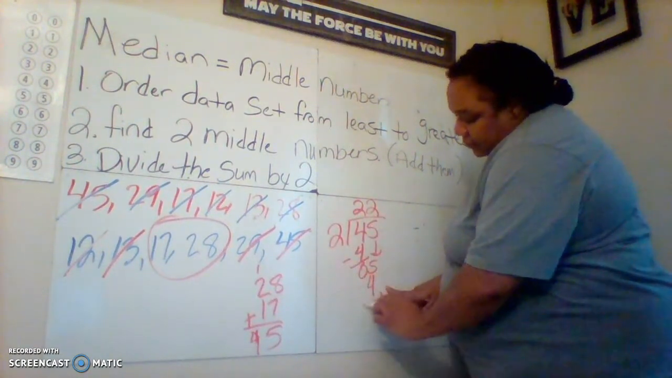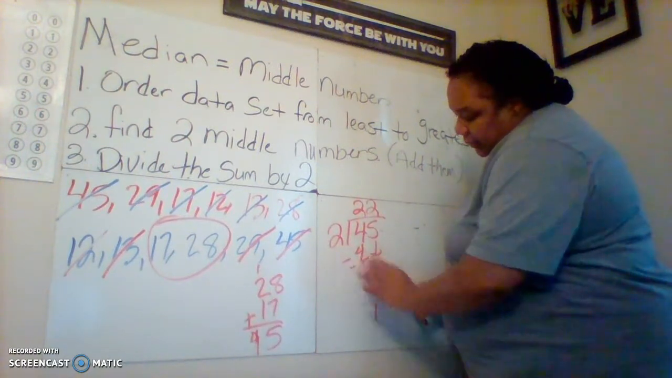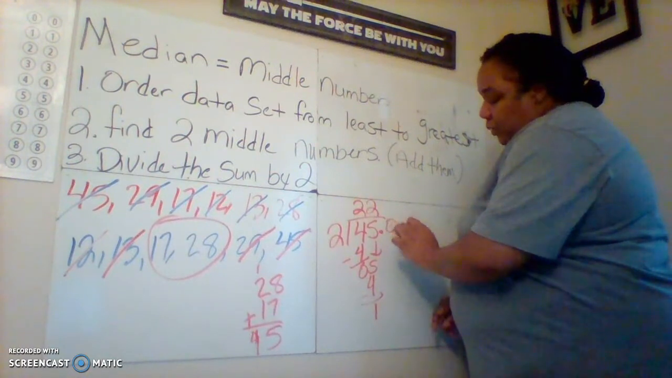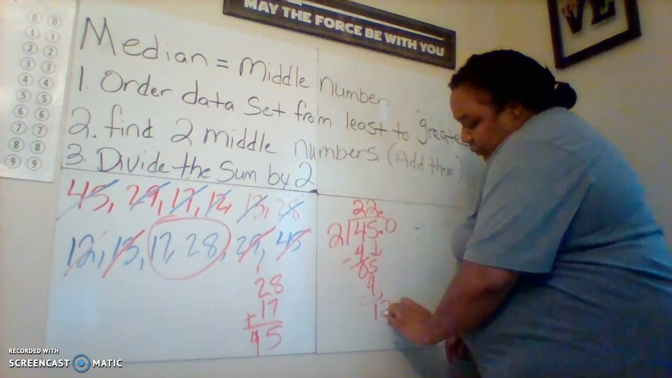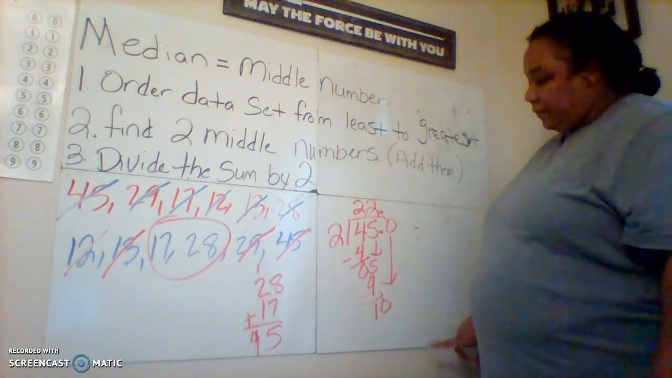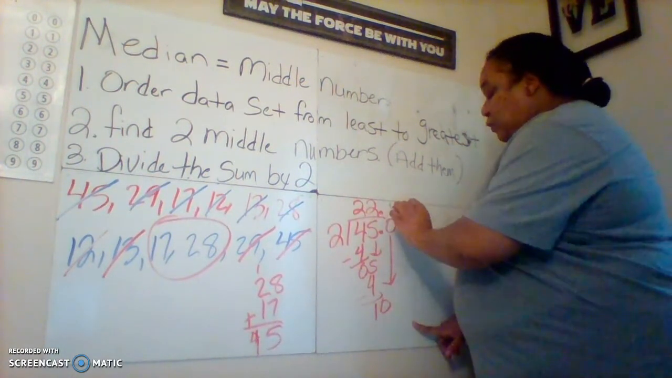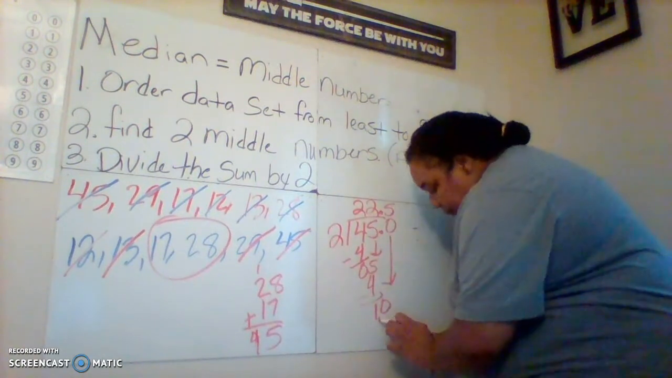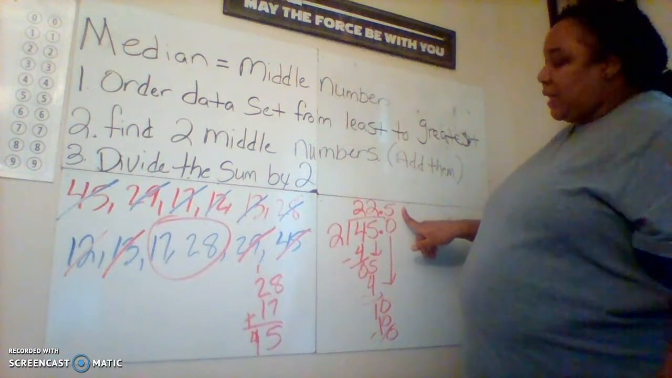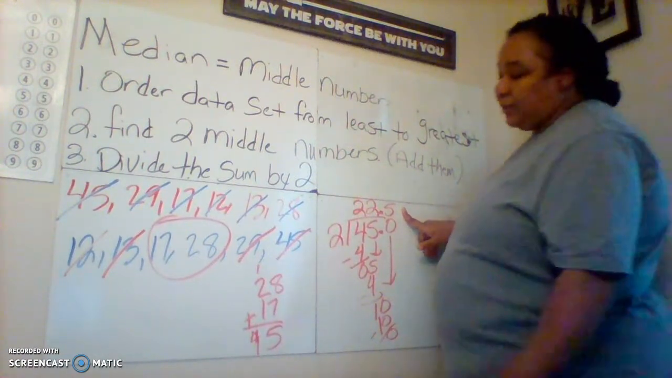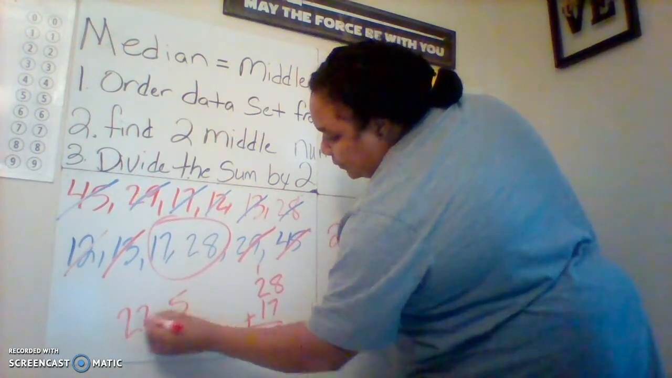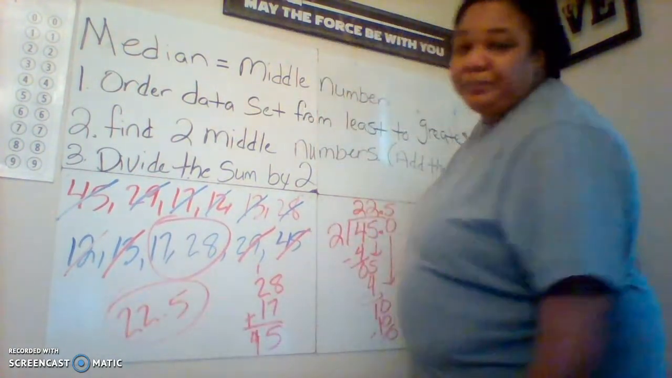Bring my 4 down. Subtract 1. Can 2 go into 1? No, it can't. So I have to add a decimal and a 0. Bring my decimal up. Bring my 0 down. How many times can 2 go into 10? 5 times. 5 times 2 is 10. Subtract 0. So my median is 22.5. And that sums it up.